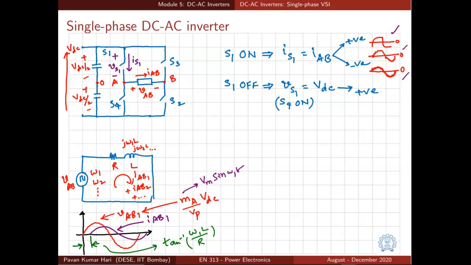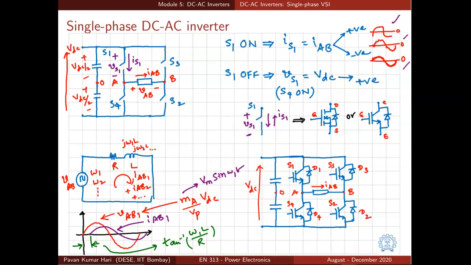So S1 should have a bidirectional current carrying capability, and same is true with all the other switches, S3, S2, S4. And how about the voltage blocking capability? When S1 is off, what is the voltage across the switch? VS1 is equal to VDC, because whenever S1 is off, S4 is on, because current IAB has to flow, so that cannot be interrupted. So whenever S1 is off, S4 will be on, and because S4 is on, the voltage across S1, VS1, is simply VDC, and VDC is positive always. So S1 should be capable of blocking only positive voltage, and same is true with all the other switches, S2, S3 and S4. So S1 should have bidirectional current carrying capability and unidirectional voltage blocking capability.